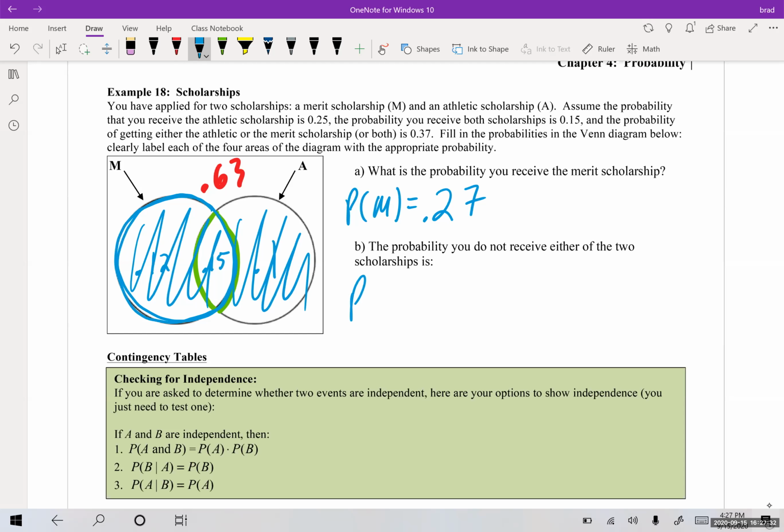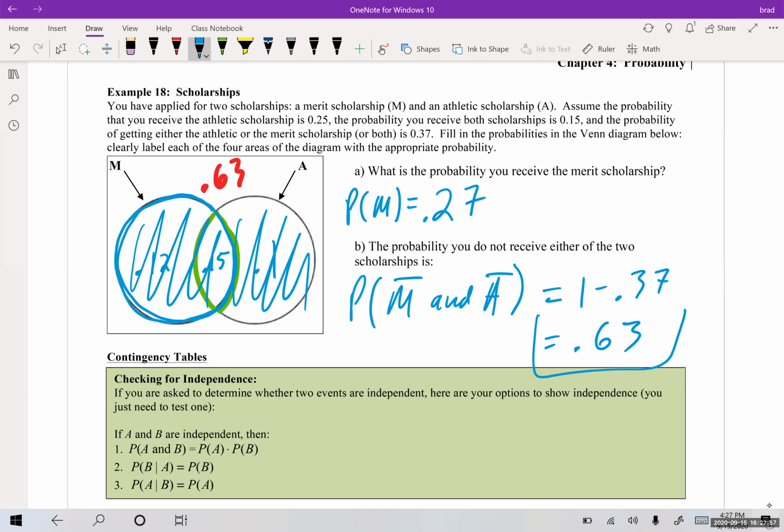So the probability that you're not going to get either, you're going to say probability of merit not and athletic not. So that would be 0.63. Yeah, 0.63, because basically I'm just doing 1 minus 0.37, which is 0.63. I'm basing that off of this writing right here where it says the probability you get an athletic or a merit or both. Okay, so we get 0.63.